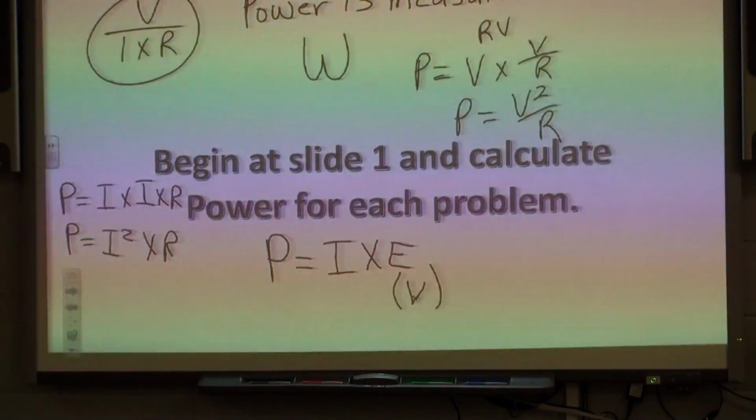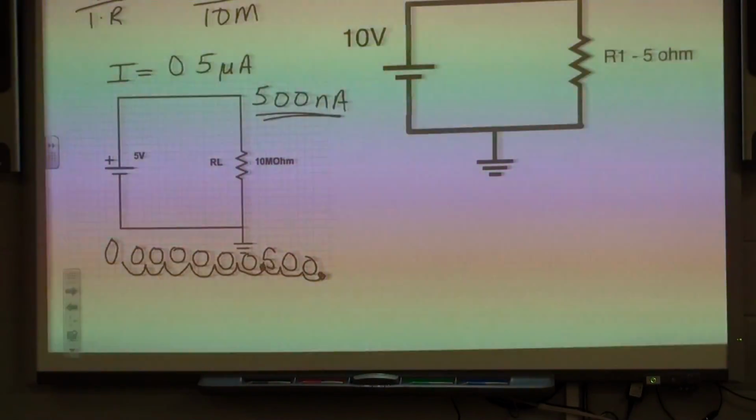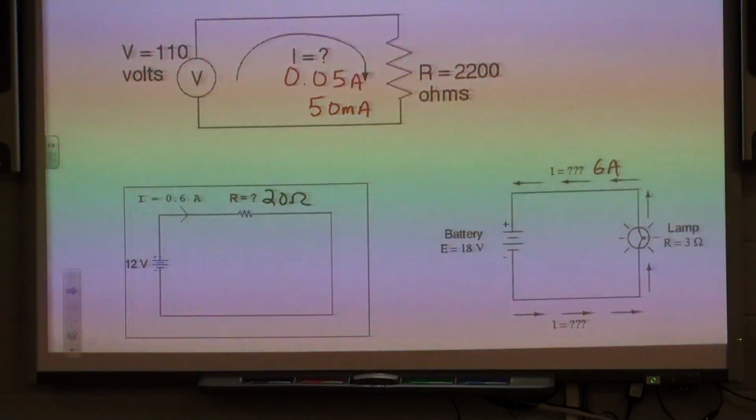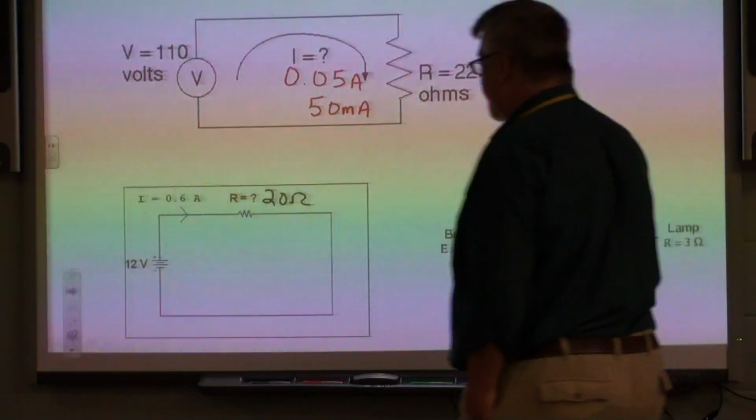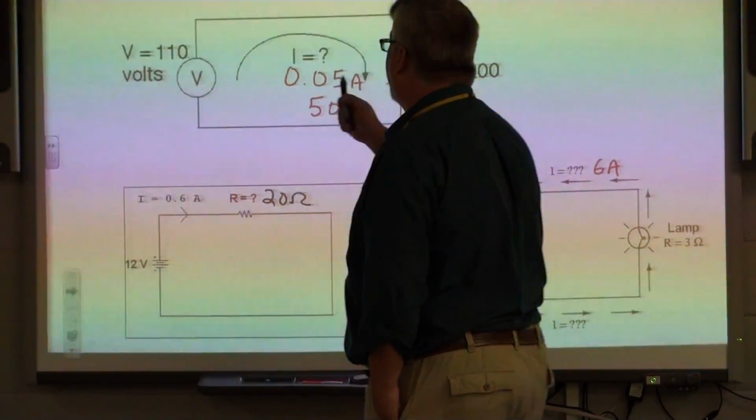Let's write down P equals V squared over R, and P equals I squared times R, and we'll try it and see if it works. P equals I squared times R, P equals V squared divided by R. All right, let's first start with I times E. What is power for this formula?